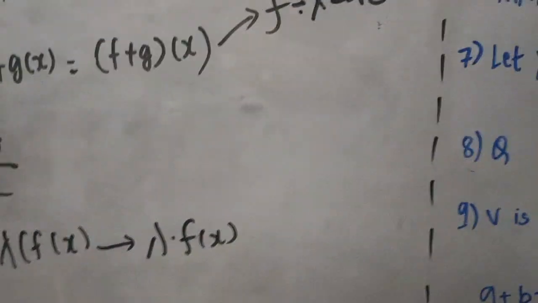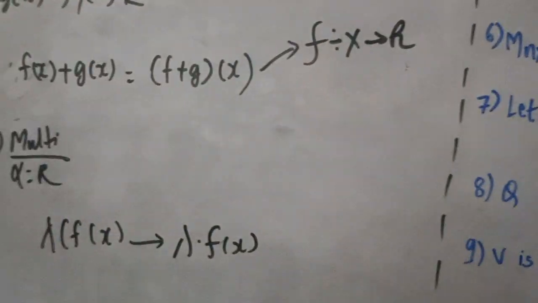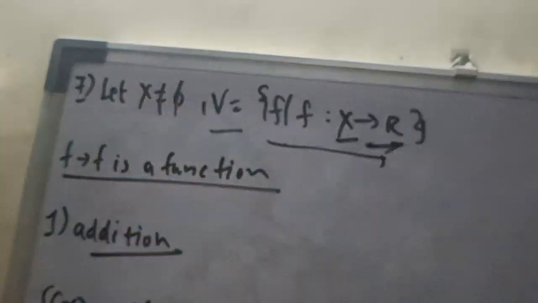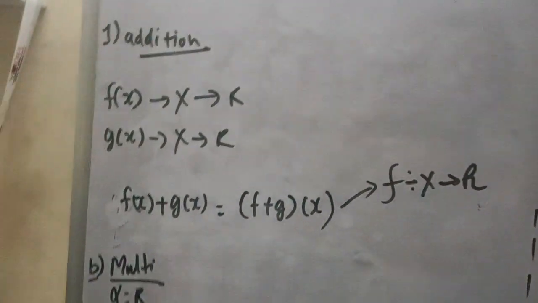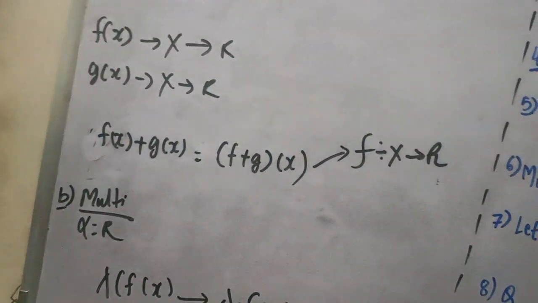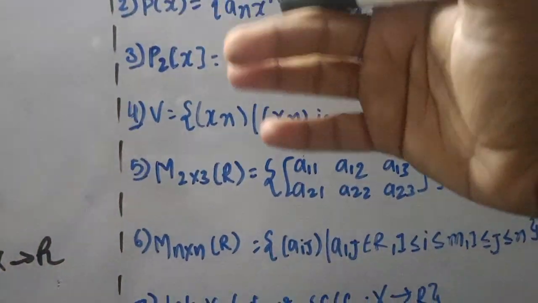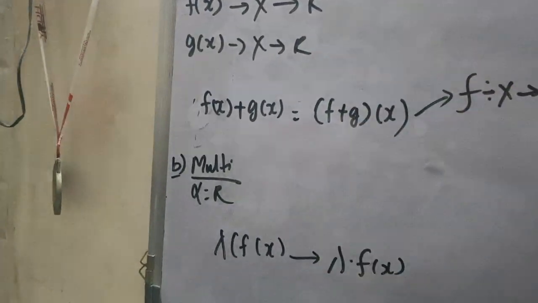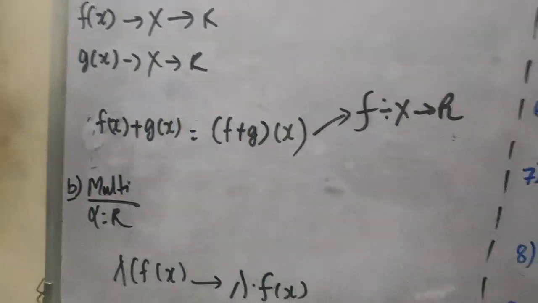So is the multiplication followed? Yes, absolutely. So is this thing a vector space? Yes, it is a vector space. Again, keep in mind that the remaining conditions are already being satisfied. These questions are made in such a way that the remaining conditions except addition and multiplication are already satisfied.